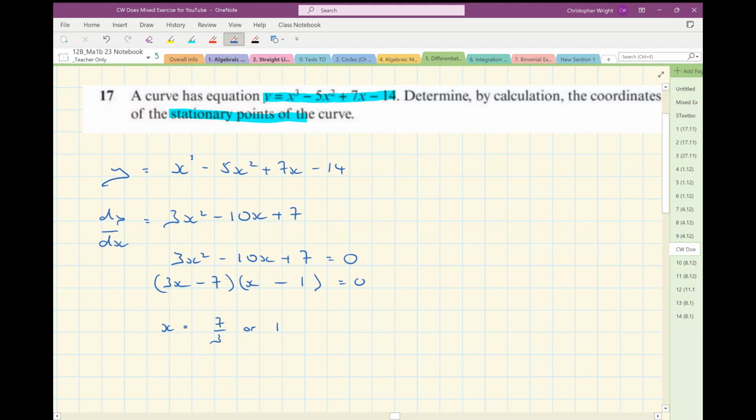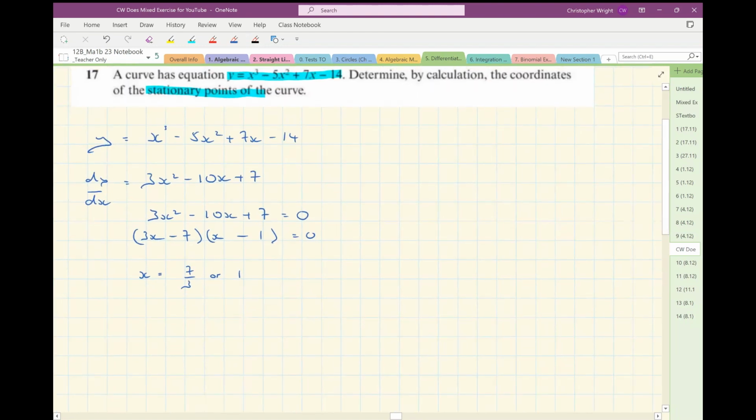Right, now I need to find the coordinates of the stationary points, so I haven't finished yet. When x is 7 over 3, I need to find the corresponding y coordinate, which would be 7 over 3 cubed minus 5 times 7 over 3 squared plus 7 times 7 over 3 minus 14. I've just substituted my x value into there, of course. So a bit of calculator action tells me that the y coordinate there is minus 329/27. So that's 1 point sorted.